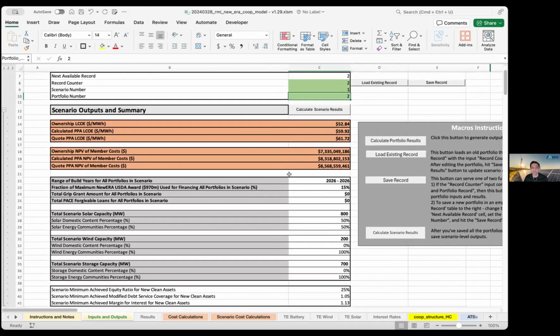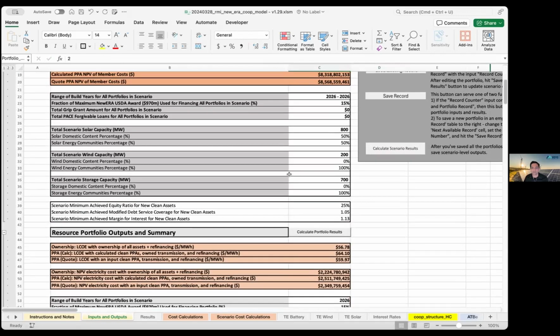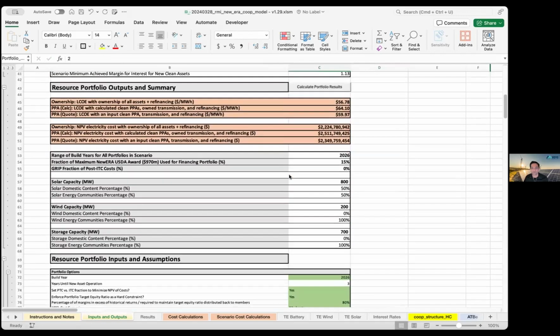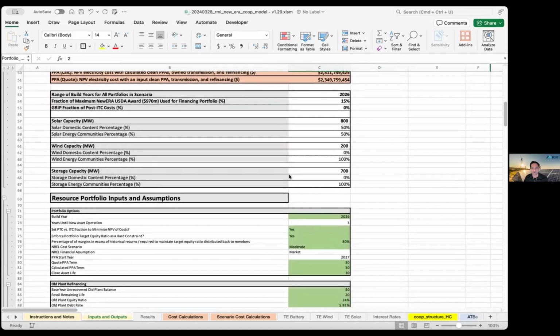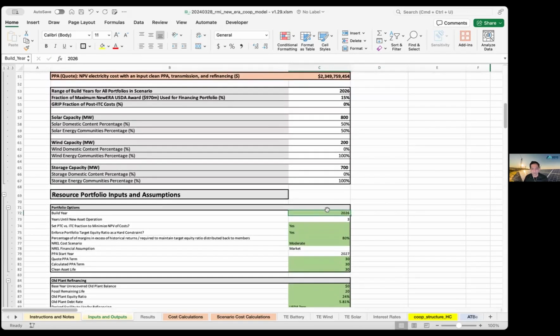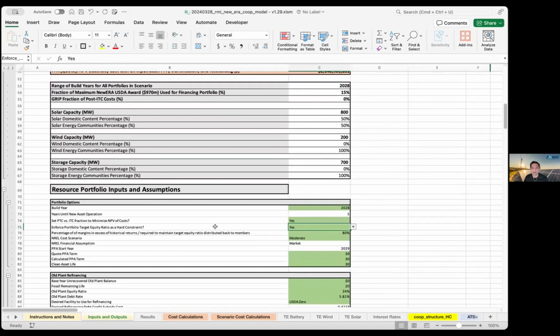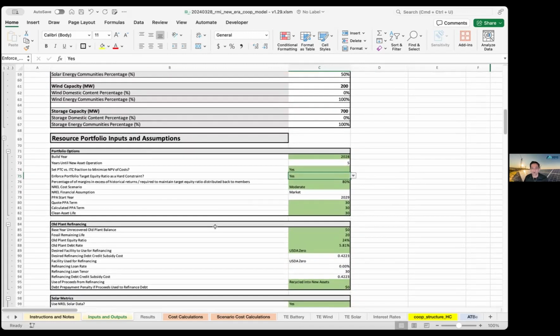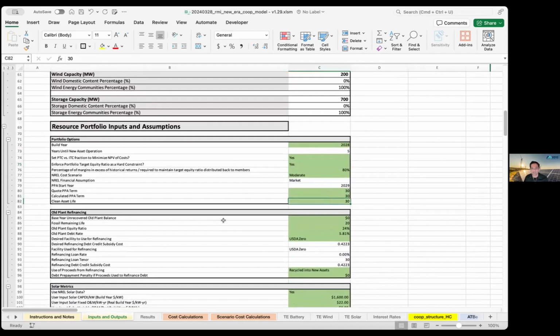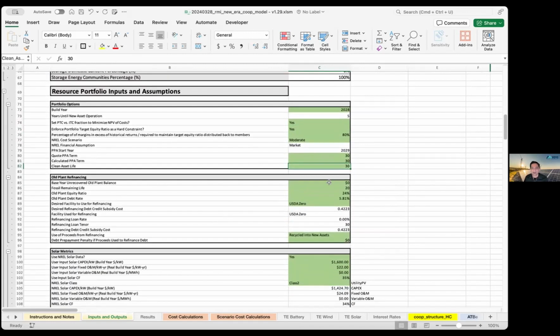Now I want to make some edits to reflect this new portfolio. So I'm going to enter in the details for this new portfolio. It's going to be built not in 2026, but in 2028. I still want to make sure that it's using the PTC, maximizing the PTC for me. And I really want to make sure that the equity ratio is targeted in the same way. It's still going to be a 30-year asset. In this case, I'm going to add something.